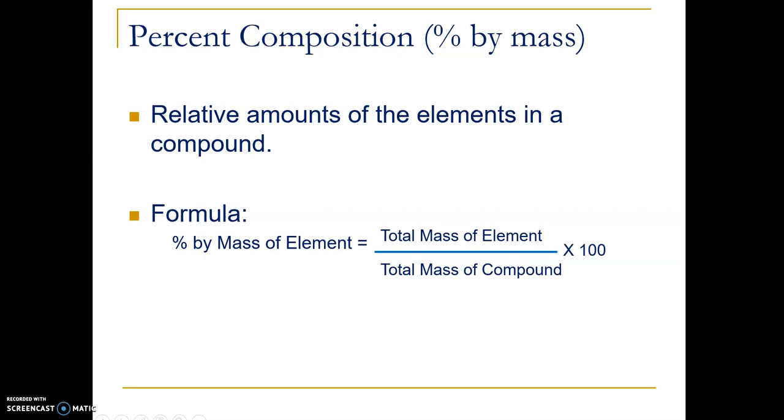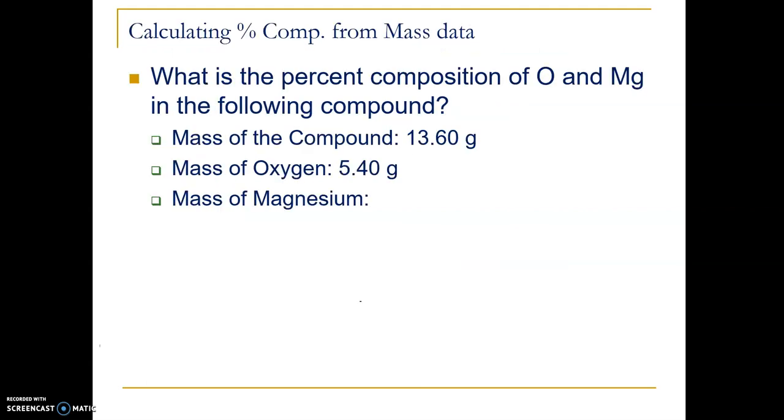Percent composition, or as it is sometimes called, percent by mass, tells us the relative amounts of the elements in a compound. Our formula to calculate the percent by mass is equal to the total mass of just the element divided by the total mass of your compound times 100. Let's look at a couple of different types of problems.